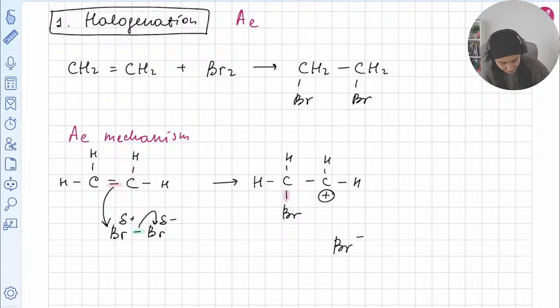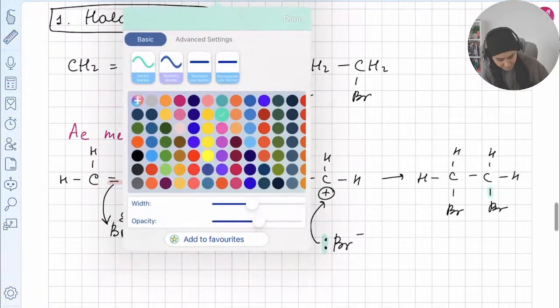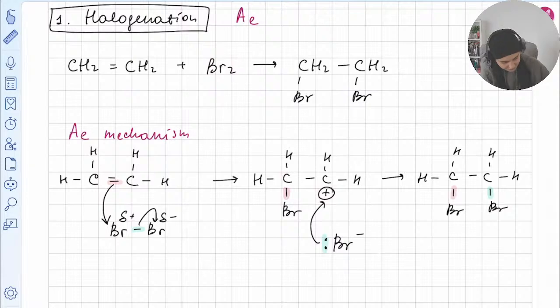And the other bromine becomes Br minus. And this pair now is a lone pair. That's the first step. And then this pair attacks the carbocation, and you form your final product. Br, Br. So that's the mechanism of electrophilic addition.